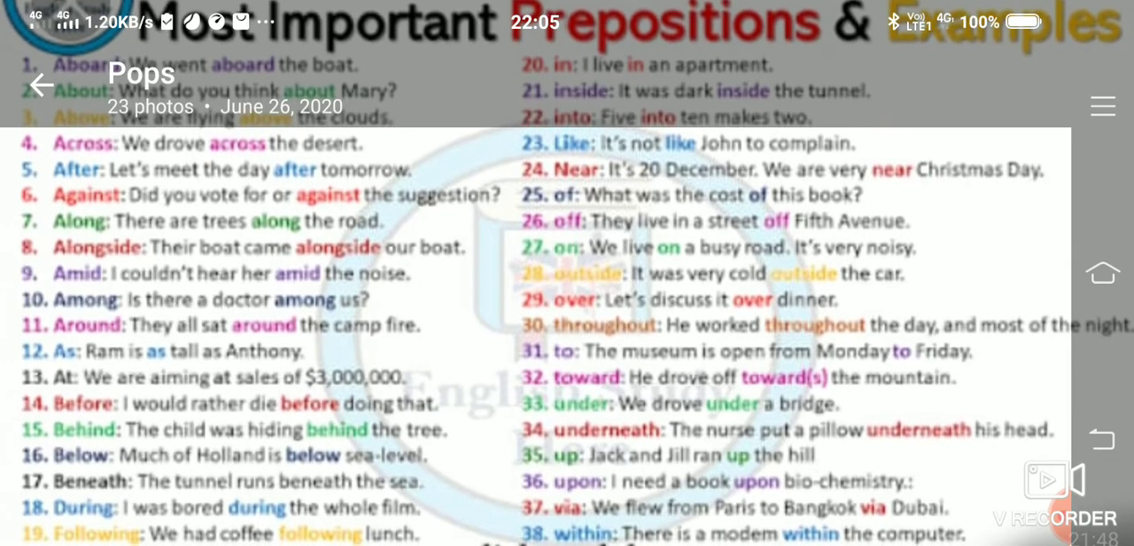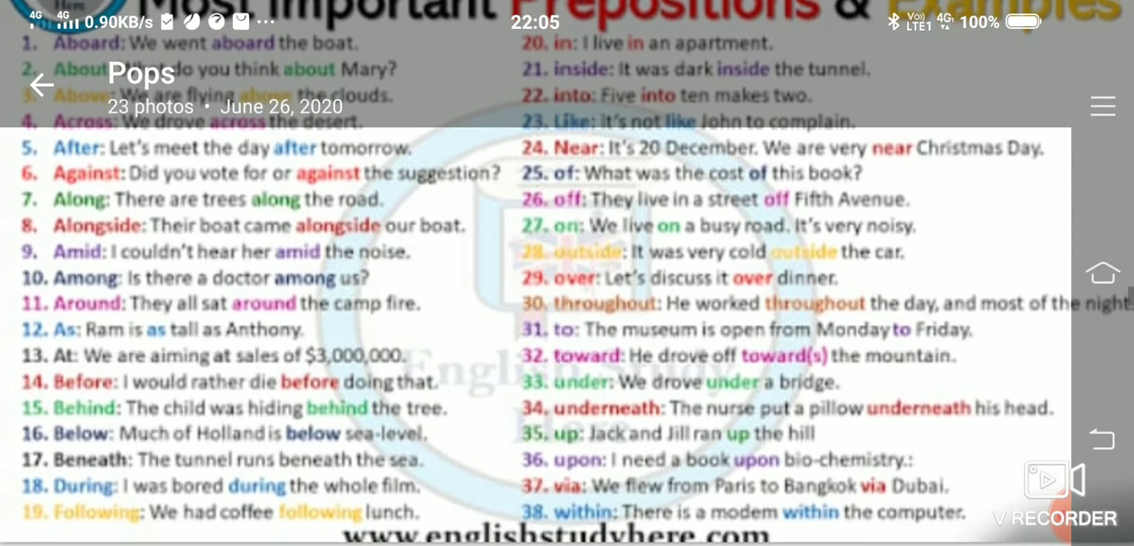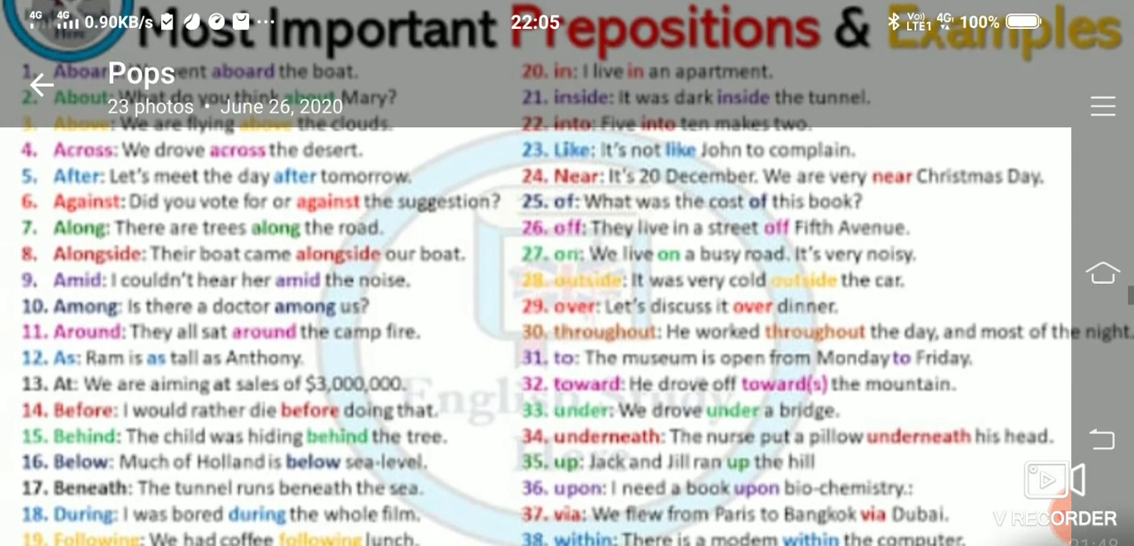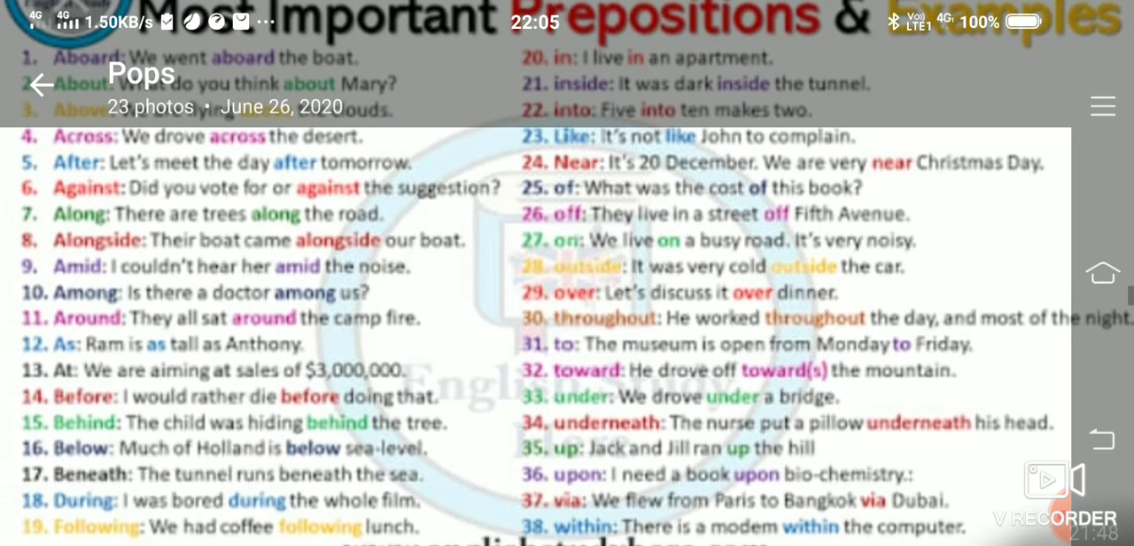Of: we live in a street of 5th Avenue. On: we live on a busy road. It's very noisy. Outside: it was very cold outside the car.